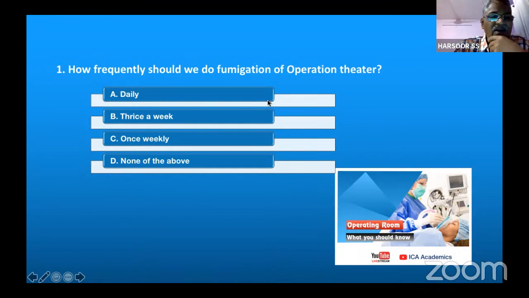The first question is, how frequently should we do fumigation of the operation theater? You have already heard. I expect all the participants to answer correctly. Daily, thrice a week, once a week, or none of the above. You have got 20 seconds.